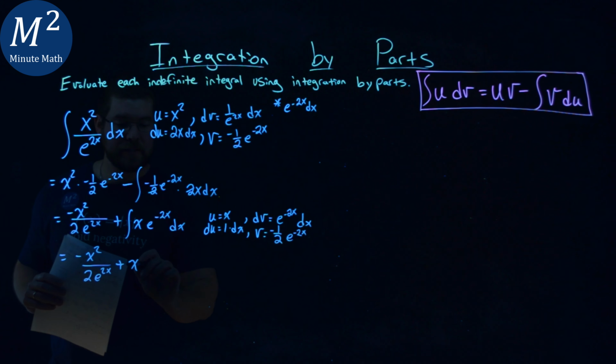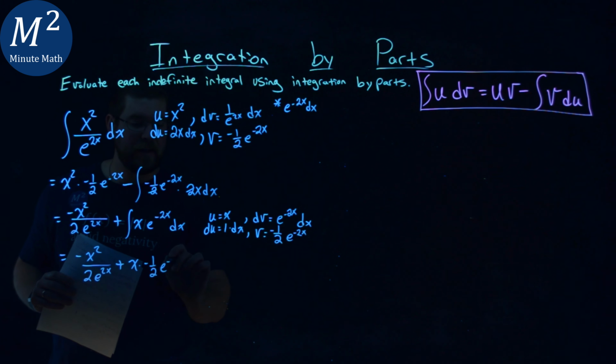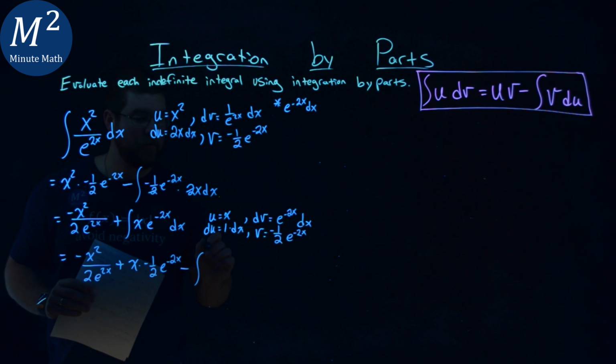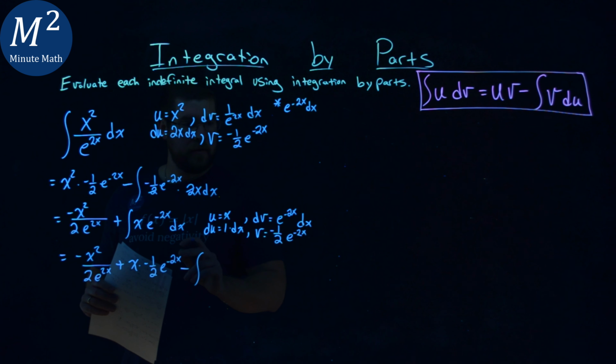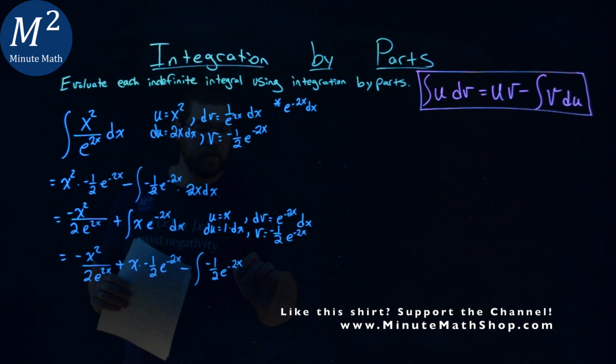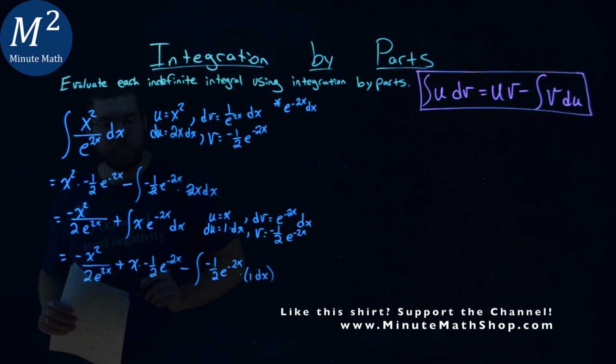U value being x times our v value, which is a negative 1/2 e to the negative 2x power, right? Minus the integral of v, which is again negative 1/2 e to the negative 2x power, times a du, which is a 1 dx right there. Okay? All right.